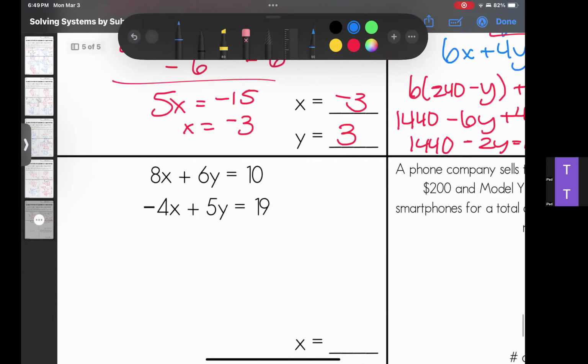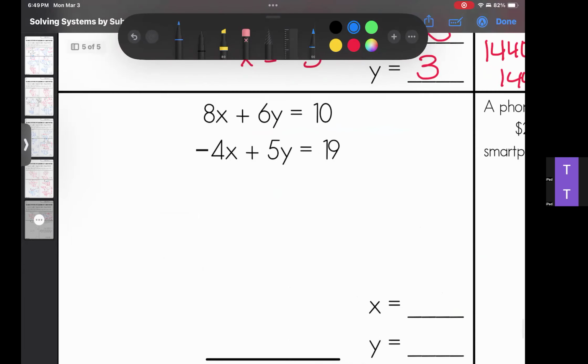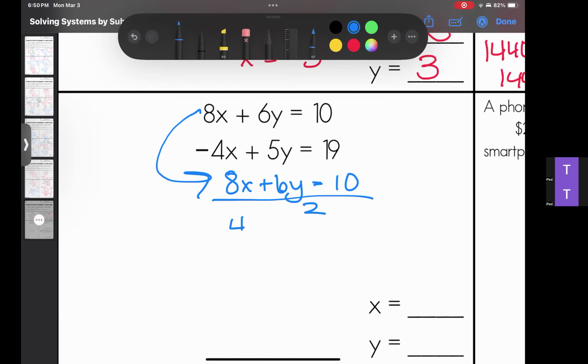Down here, a little break from word problems. I see you, 19. I don't want any trouble. I don't want any fractions. Let's do this guy. What's going to be friendly? 8x plus 6y equals 10. What if I divide the whole thing by 2? It would be 4x plus 3y equals 5.